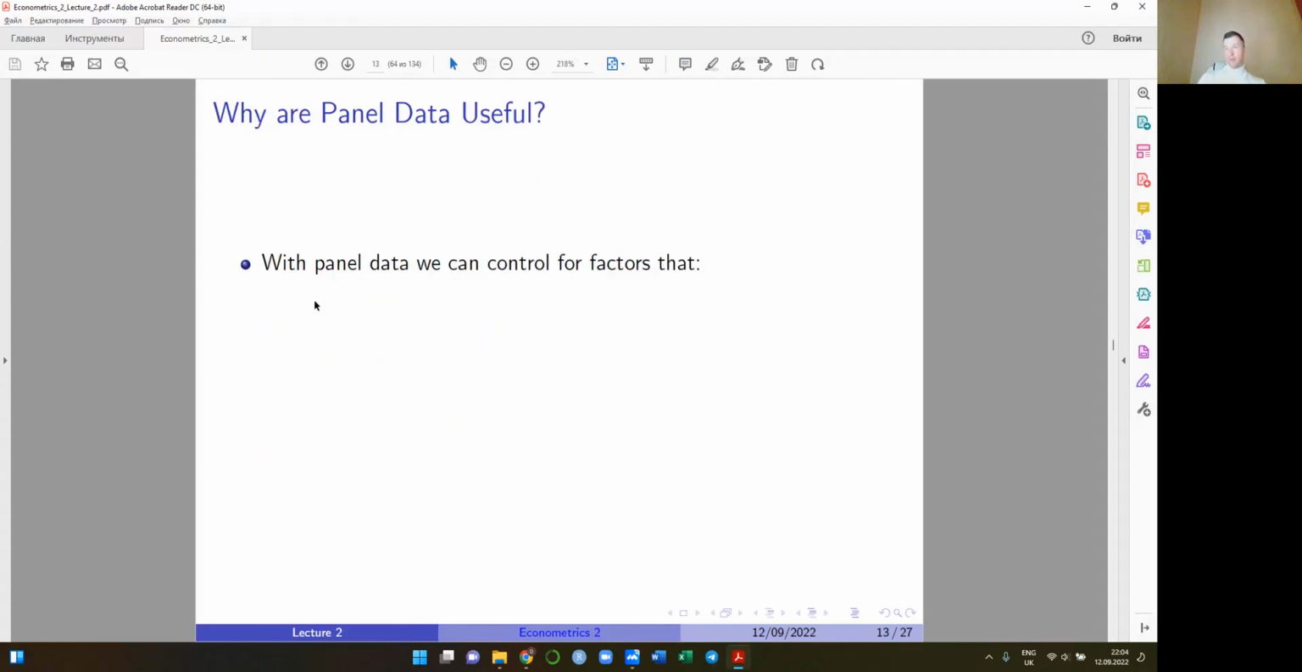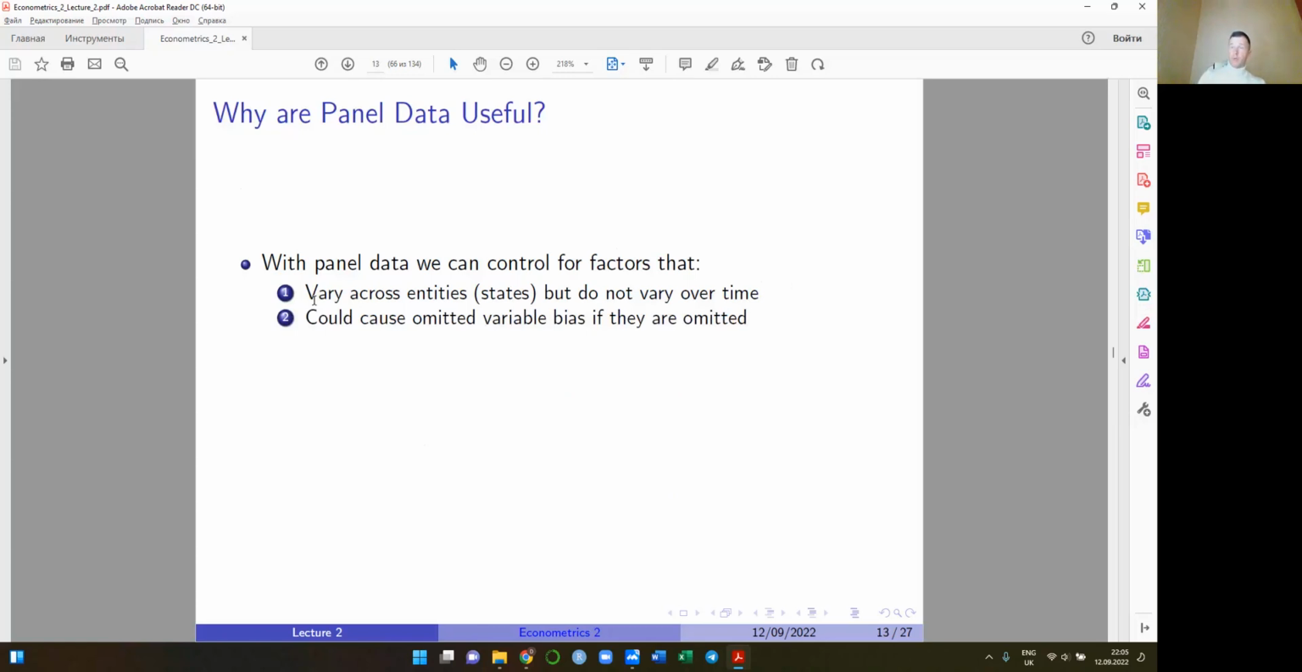So why do we want to use panel data, why is cross-sectional data not enough? With the help of panel data, we can control for factors that have the following characteristics. They vary across entities, so they are different for different entities, for example, for states, but they do not vary over time. We will talk a little bit more about such factors related to our example a bit later.